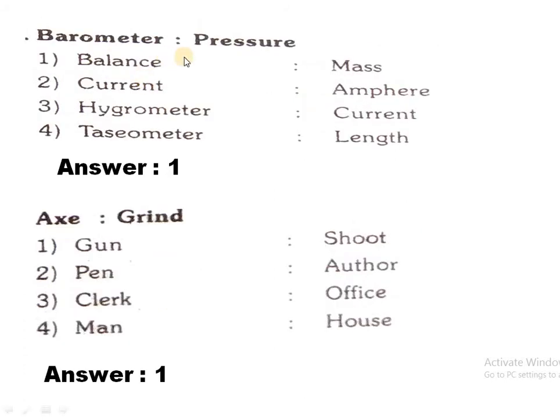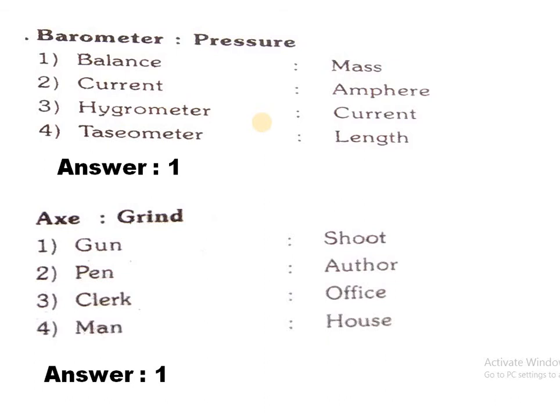Next is barometer, pressure. A barometer is used to measure pressure. So in that manner you have to check all 4 options. Which one is the correct answer? Balance, mass; current, ampere; hygrometer, current; tensiometer, length. Tensiometer and length not relevant, hygrometer and current also not relevant. Current, ammeter, ampere, so the unit is not relevant. Mass is measured by a balance. So that is the correct answer. Number 1 is the correct answer.